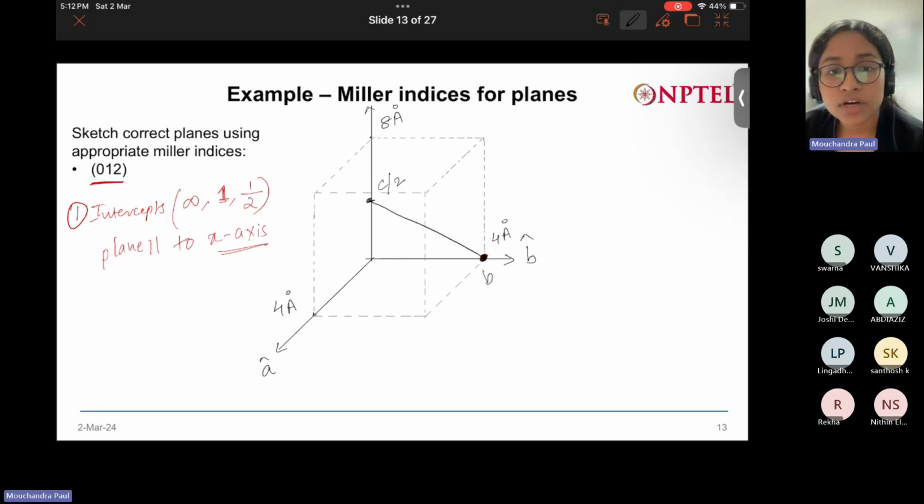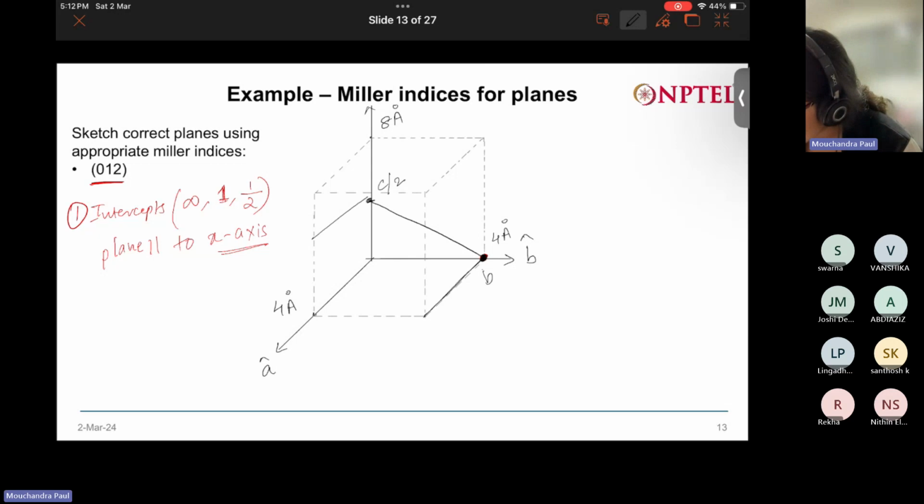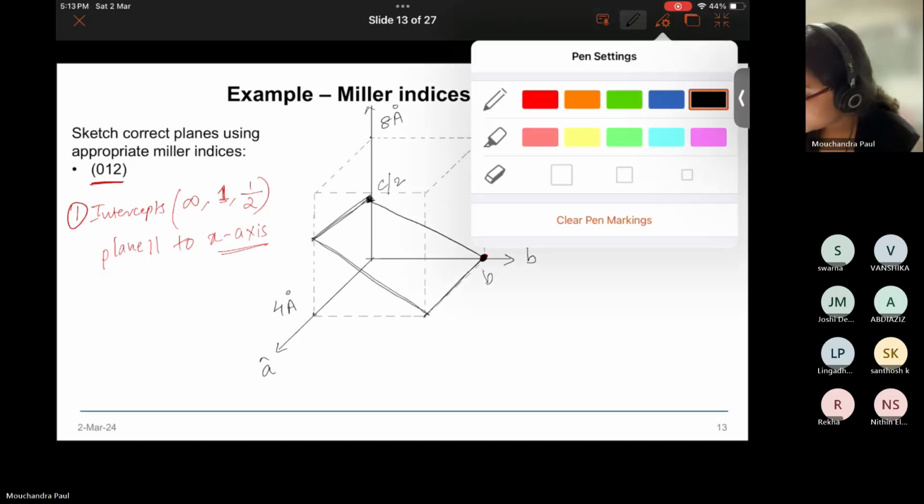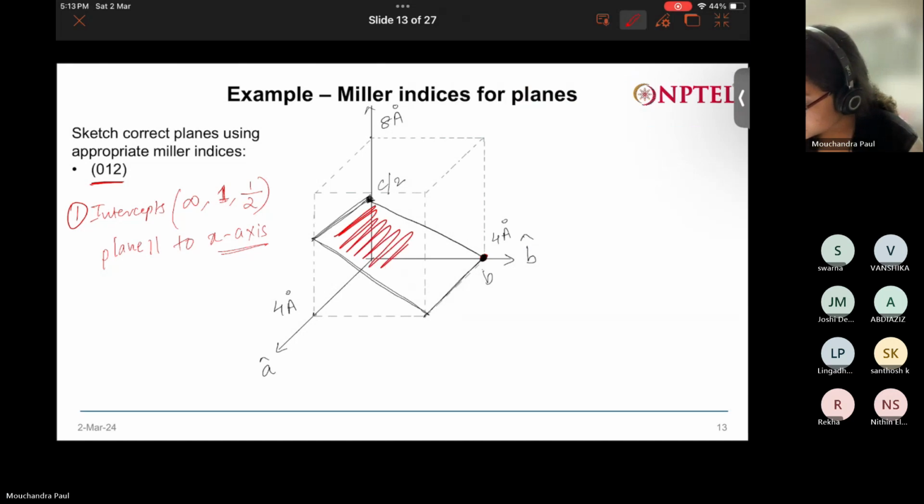Now how will you draw the plane? You know the plane is parallel to the x-axis. So this is parallel to the x-axis, and this is how your plane would look like. So this plane is meeting only your y-axis and z-axis, whereas it is parallel to the x-axis. This is how your plane would look like. Understood?